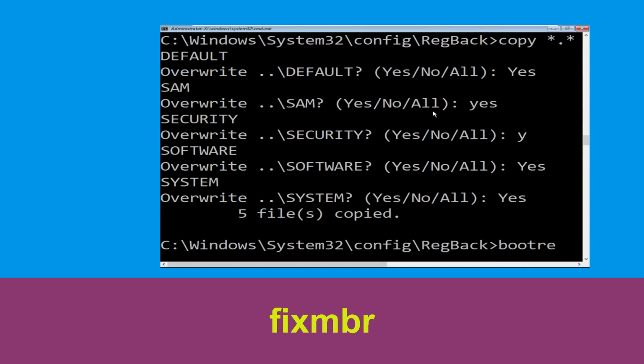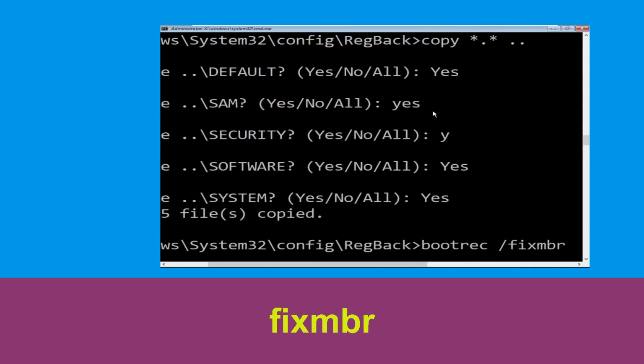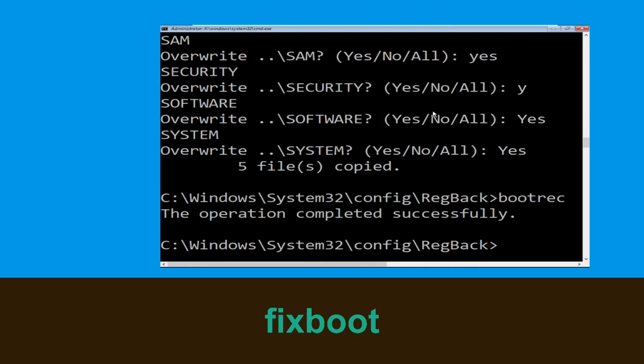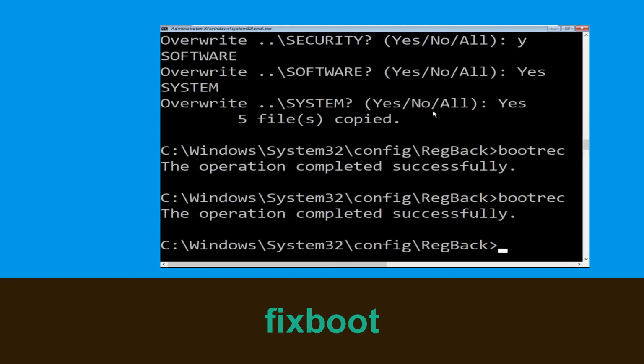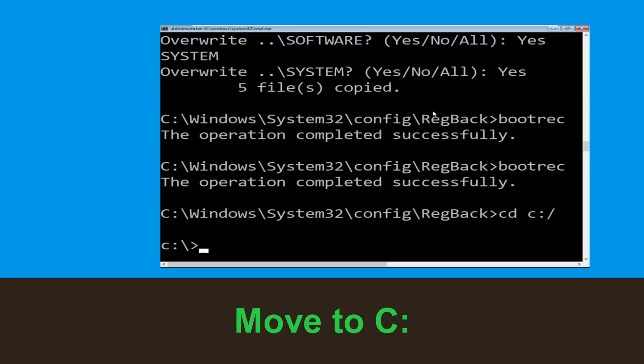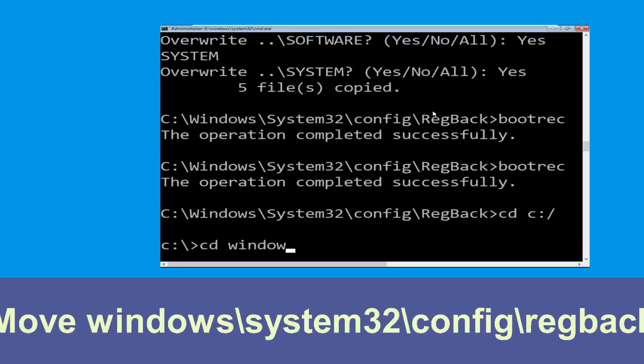Now type bootrec space /fixmbr and hit enter to execute the command. Now type in bootrec space /fixboot and simply hit enter to execute the command. Type cd space c : / and hit enter. Now type cd space Windows /system32 /config /regback and hit enter to execute.